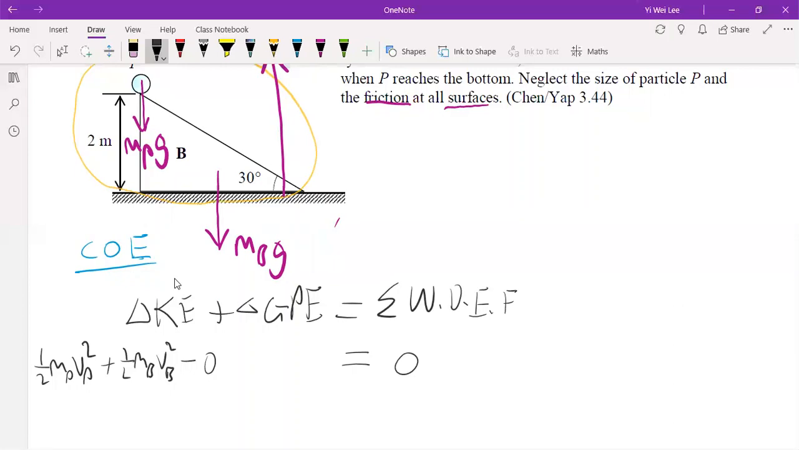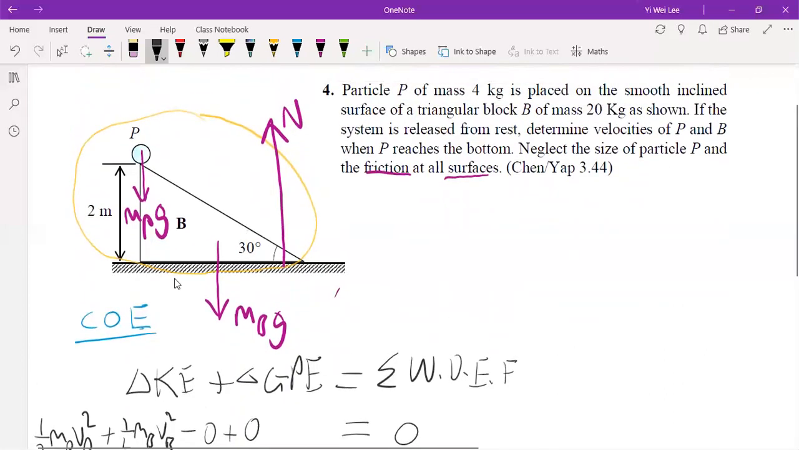Final kinetic energy of the system minus initial kinetic energy of the system, plus final gravitational potential energy of the system minus initial gravitational potential energy of the system. The final gravitational potential energy is 0 because at the end, the particle P actually shifts to the ground.